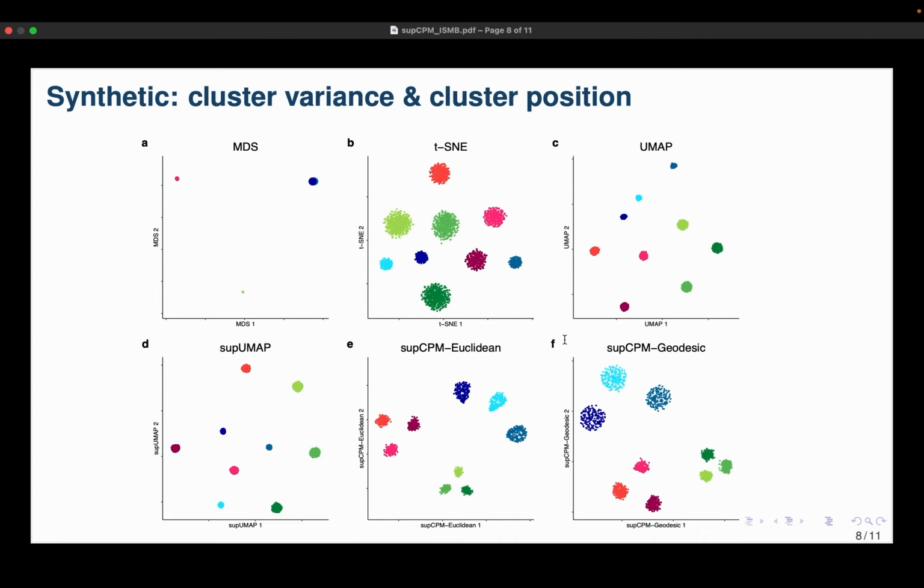In this dataset, clusters with the similar color should form an equilateral triangle structure, and the distance between clusters with different colors should also be equal. So this figure shows the Supervised CPM preserves most of this kind of geometry structure, while t-SNE and UMAP lose some part of it.